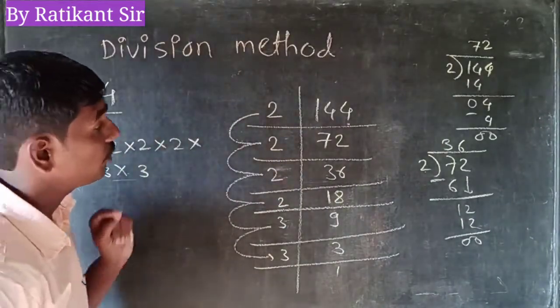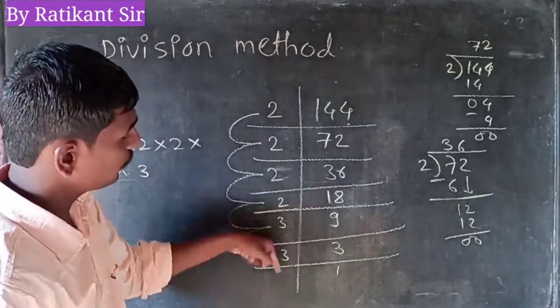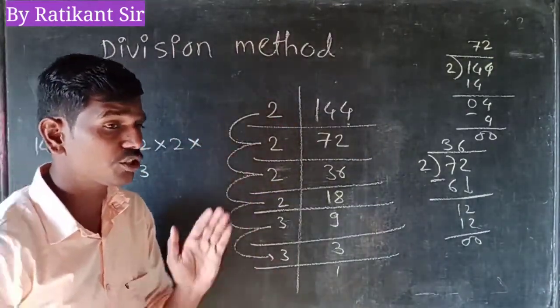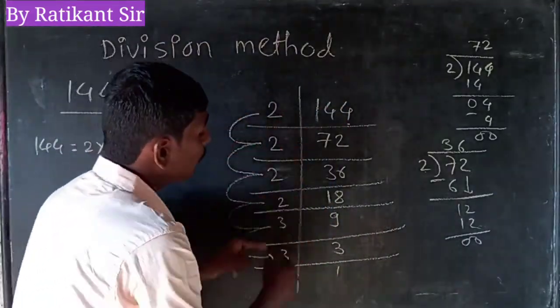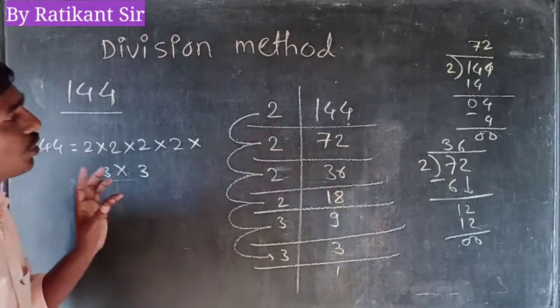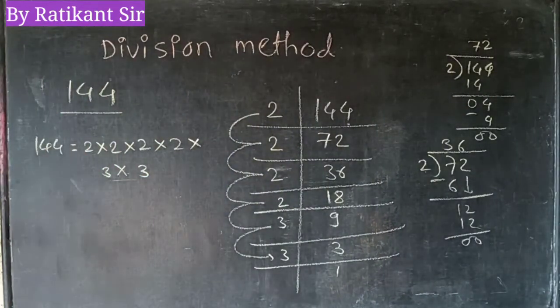And listen carefully, again I am telling you, here you have to write only the prime numbers. It means you can divide by only prime numbers. You cannot take any composite number here, right? So this is the method to find the factors by division method.